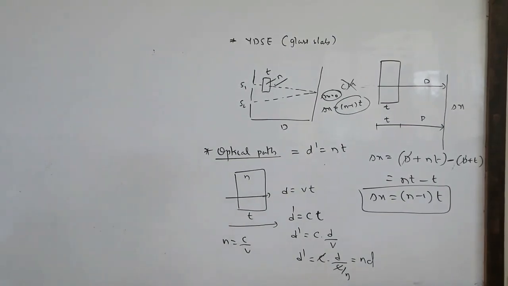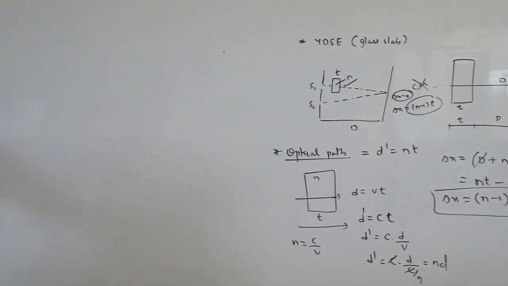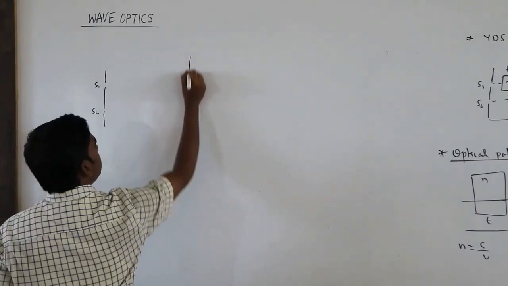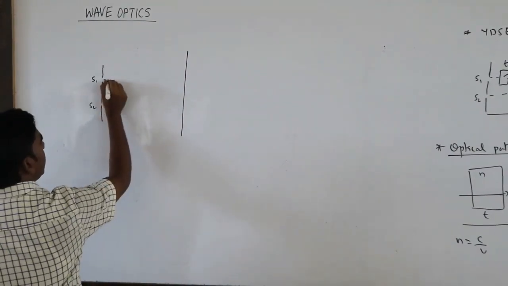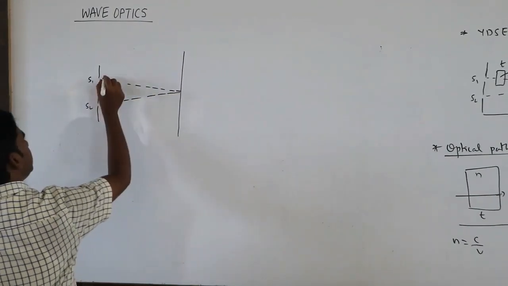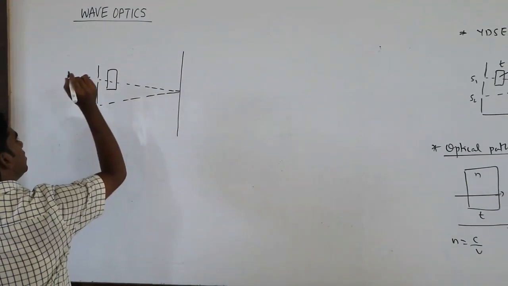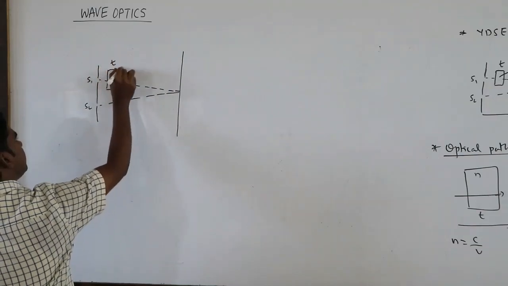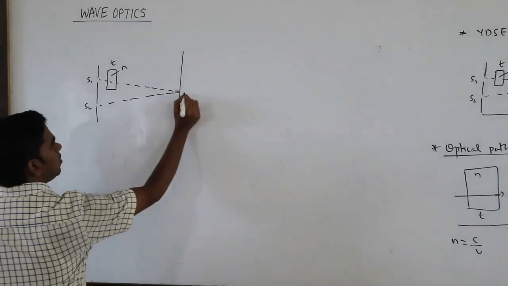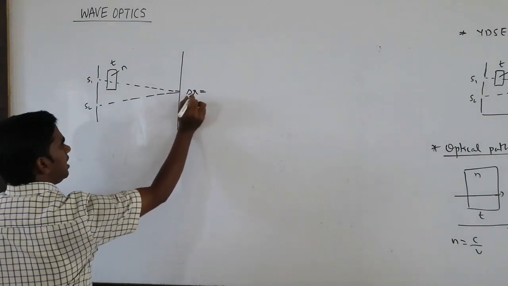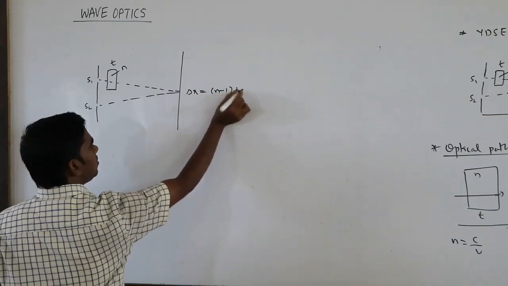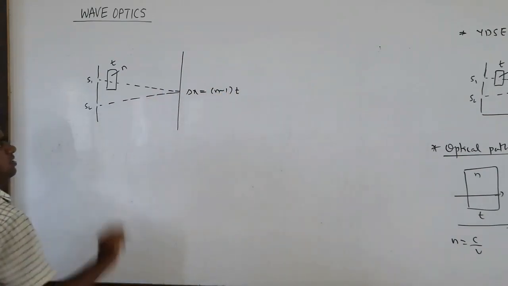Taking that same example, S1 and S2 are here, and the screen is there. Introduce one glass slab here of thickness t and refractive index n. Now, what is the delta x here? You will get the path difference as n minus 1 into t. That means you are not getting the central maxima.